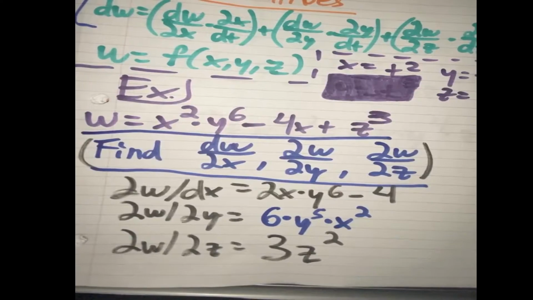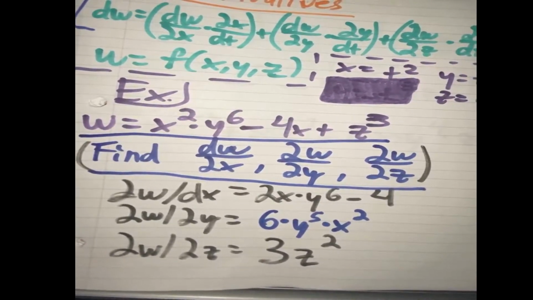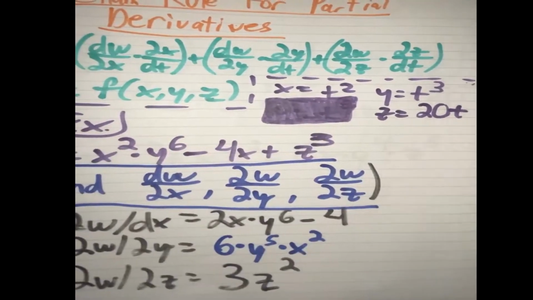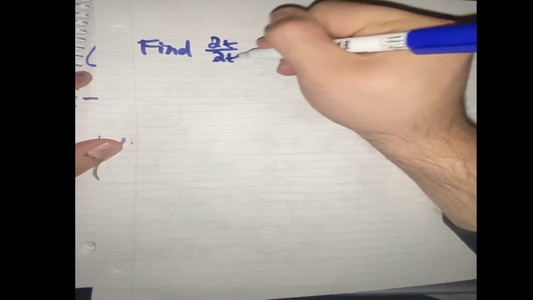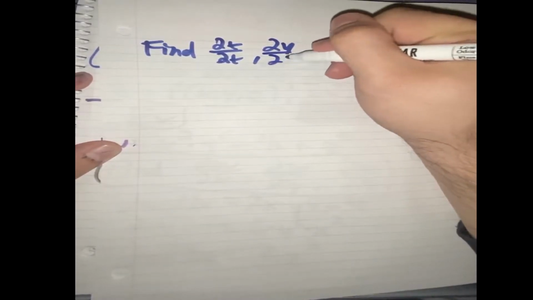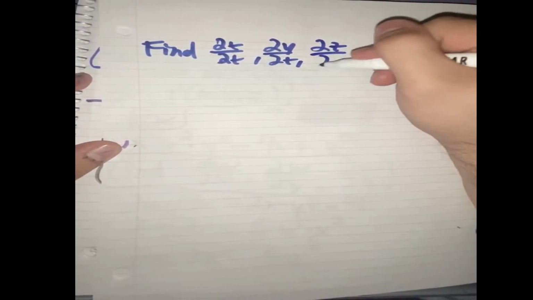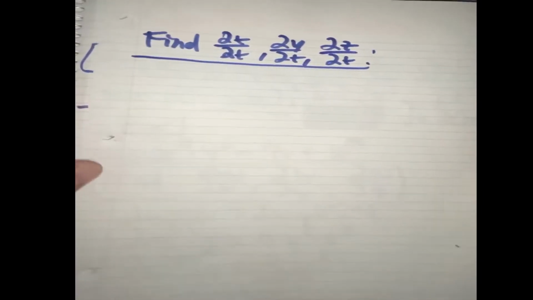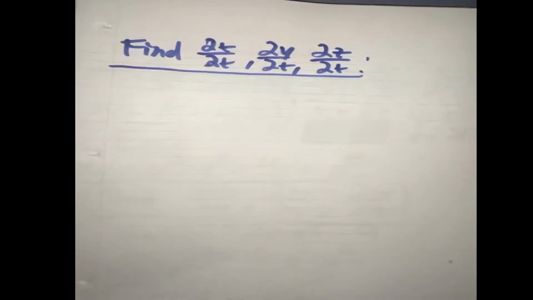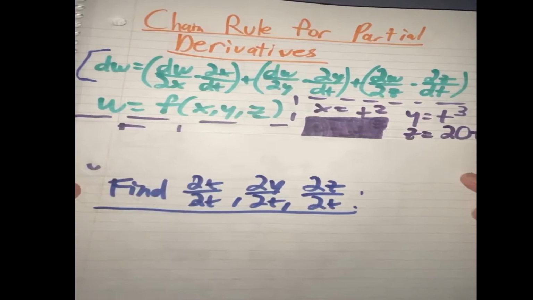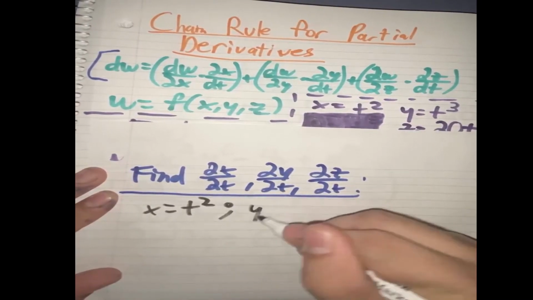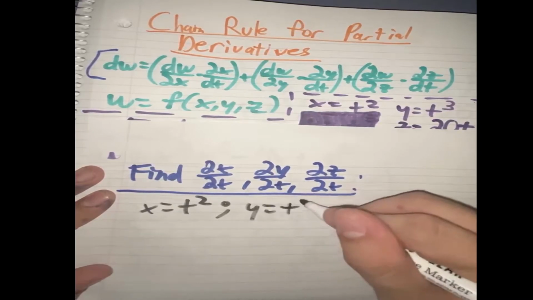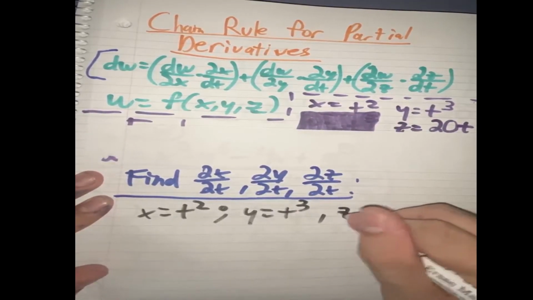The next step is to find the derivative with respect to t of each one of these. So we're going to find dx over dt, dy over dt, and dz over dt. How do we do that? It's real easy. We just take the derivative with respect to t of these functions. We know x is equal to 2t, y is equal to t cubed, and z is equal to 20t.